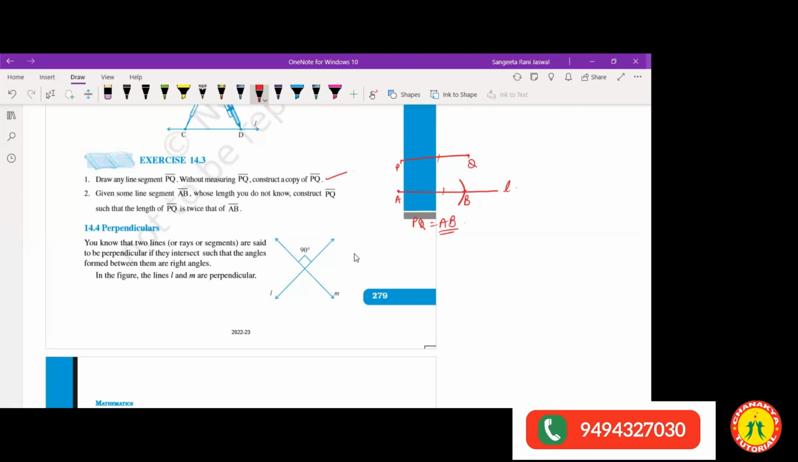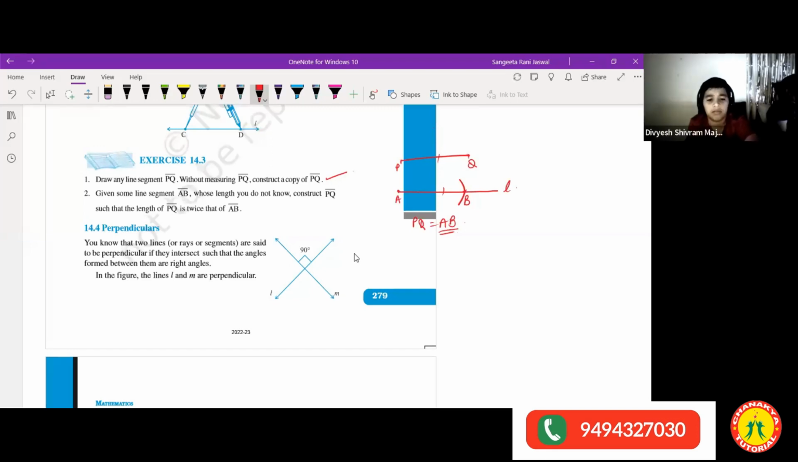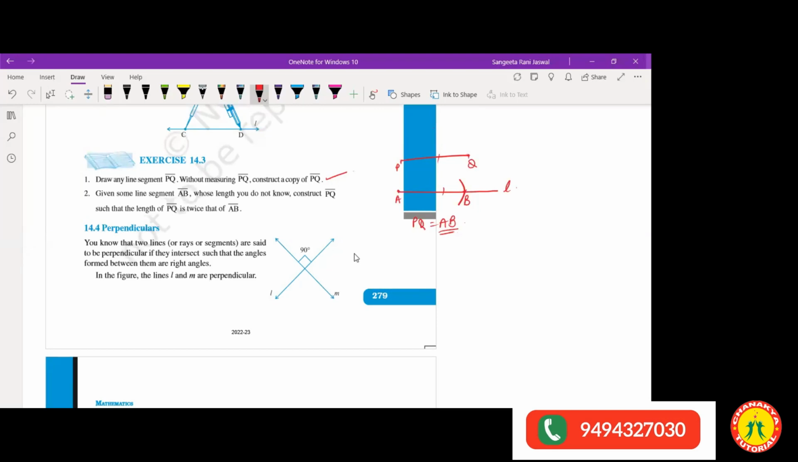So my first step, what I said: make a line PQ, then make another line L, measure PQ and keep the pointer at A, mark an arc on line L, and hence you get another point B. And so we get PQ equals AB, which is a copy of PQ. So that makes your steps of construction.